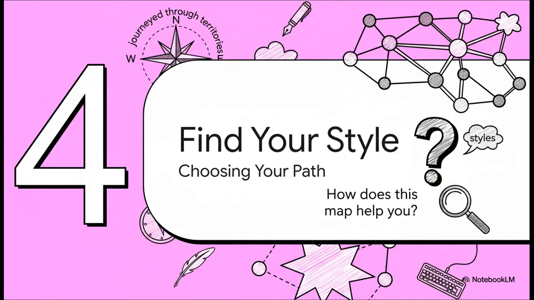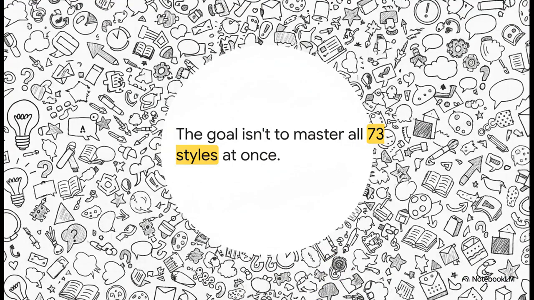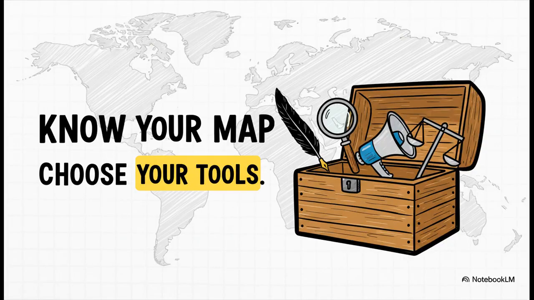So, we've explored the core styles, we've journeyed through some pretty big territories, but now we get to the most important question. How does any of this actually help you? Okay, look, seeing all these different styles laid out can feel a little overwhelming. But don't worry, the goal is not for you to become a master of everything from poetry to technical writing. That's not the point at all. The real power of this map is that it gives you context.